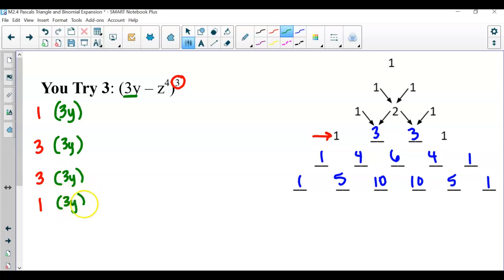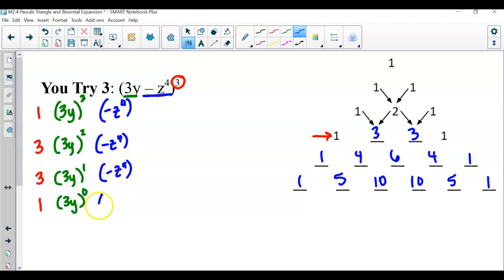And then let's include now our exponents. So 3, 2, 1, 0. The next term was a negative z to the fourth. So negative z to the fourth. Keep it all together, right, in parentheses. Then the exponents bottom up. So 3, 2, 1, and 0.